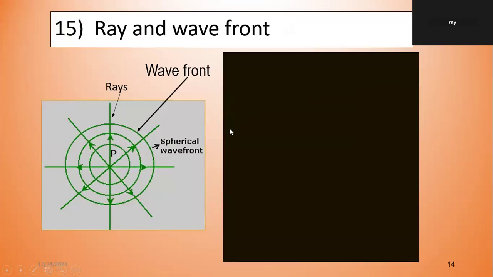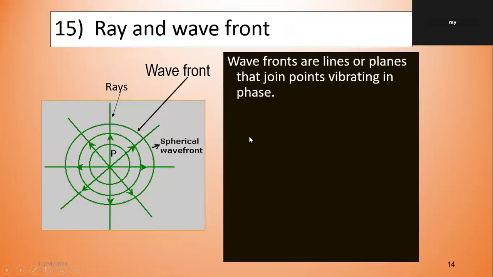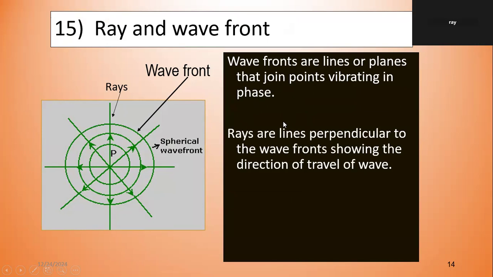Okay. Wavefront, ray, spherical wavefront. Wavefronts are lines or planes that join points vibrating in phase. Usually we will consider joining all the crests together. They are in phase. Rays are perpendicular to the wavefront, showing the direction of travel of the wave. So the rays show us the spherical wave is moving out in all directions. Right? Spherical wave is if it's 3 dimension, circular wave is 2 dimension.